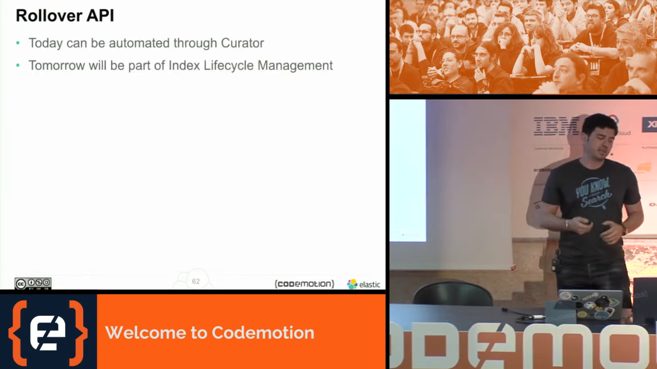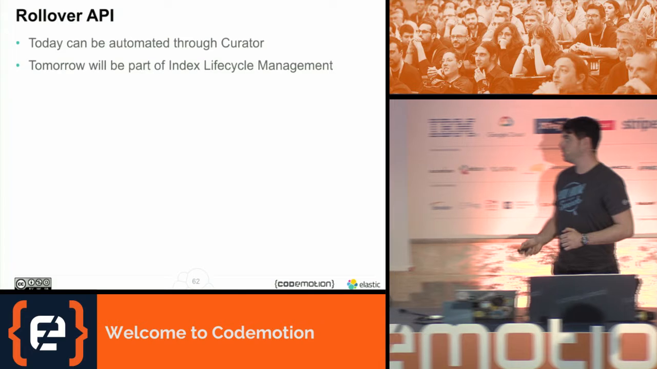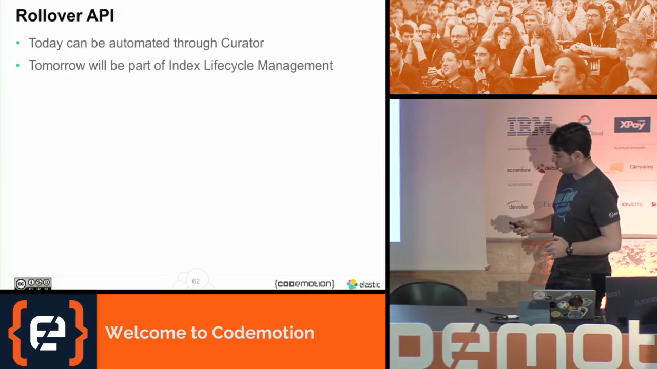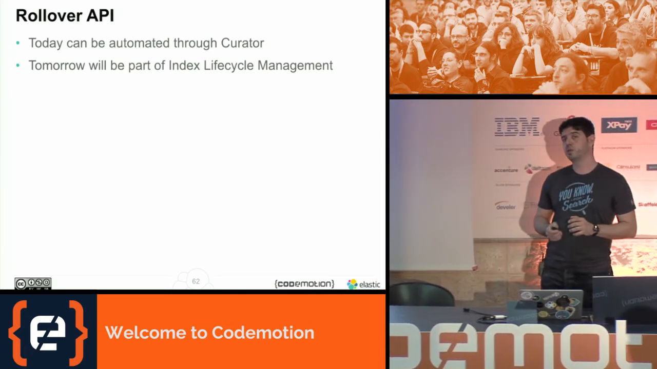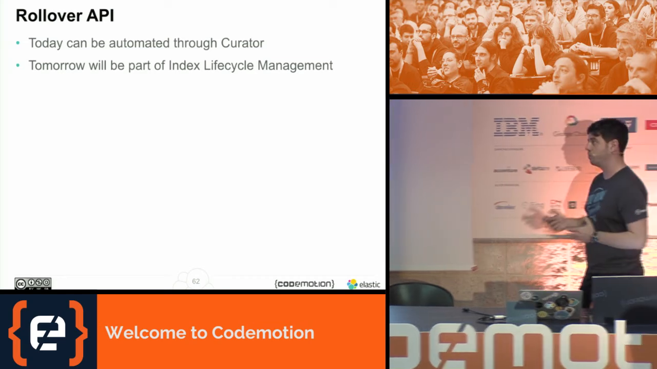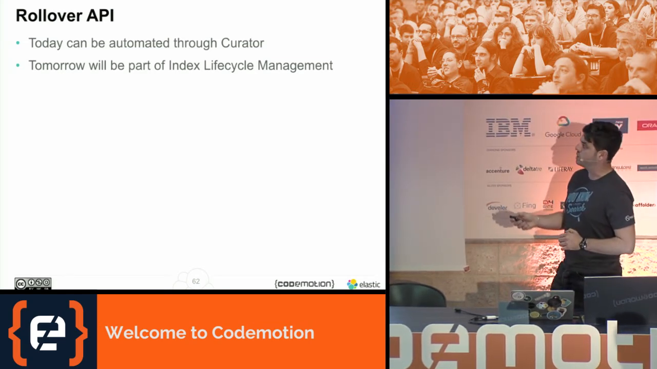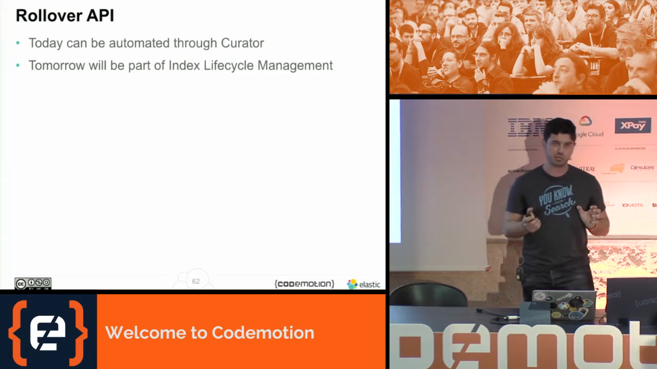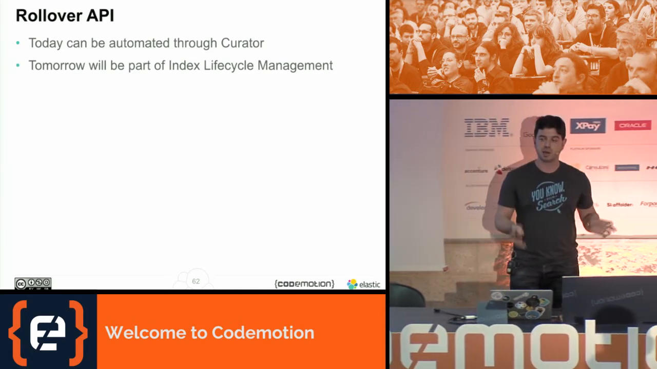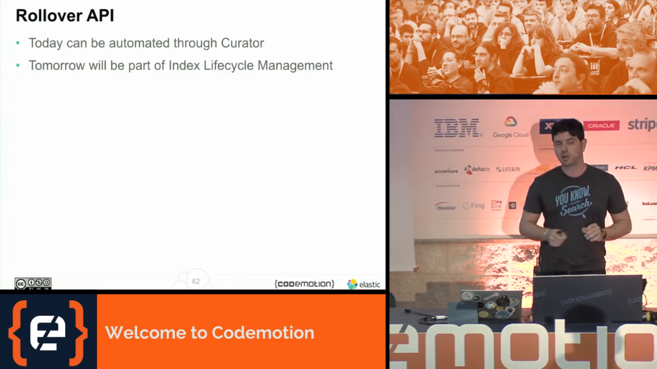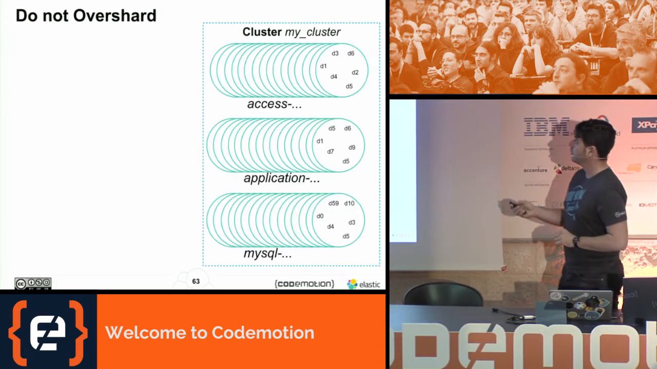This can be automated today. You need to call that endpoint to make the rollover happen, and this can be automated through Curator. Curator is our external tool that plugs into Elasticsearch to perform some index curation. In the future, this will be part of a wider set of features called index lifecycle management. You will get a nice UI to configure your retention, and with a few clicks, you'll be sorted.